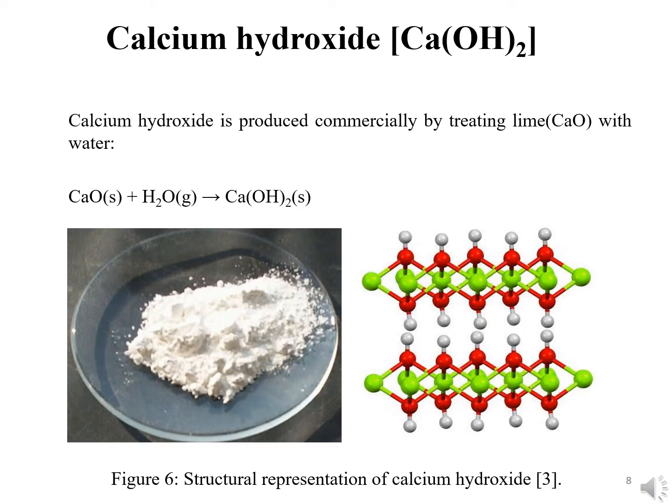Calcium hydroxide, traditionally called slaked lime, is an inorganic compound with the chemical formula Ca(OH)2. It is a colorless crystal or white powder and is produced when quicklime is mixed, or slaked, with water. Calcium hydroxide is produced commercially by treating lime with water as shown in the reaction below. Here in figure 6, the structural representation of calcium hydroxide is shown.